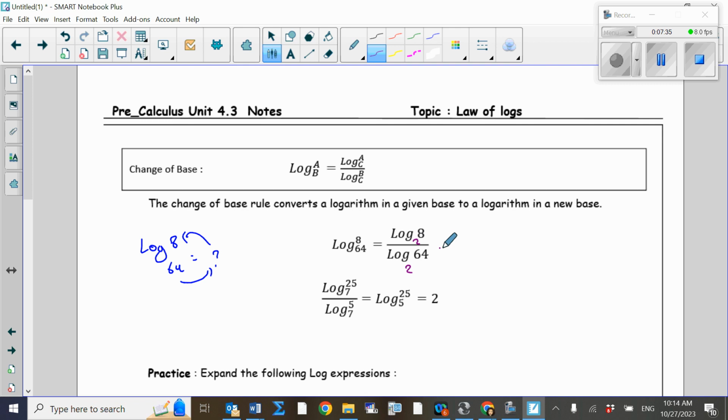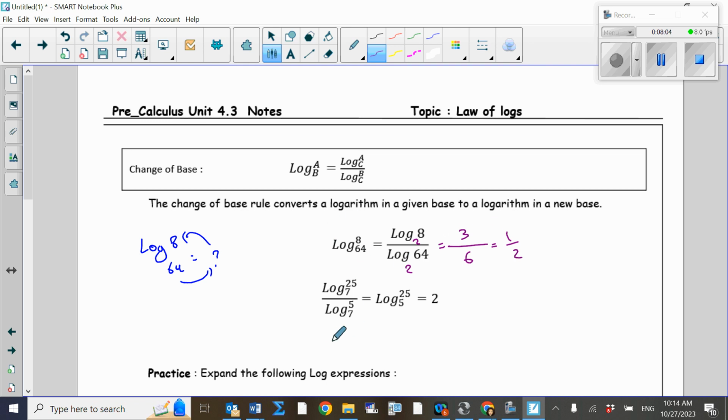So now I can easily find the answer because I know log of 8 base 2 is 3, because 2 to the power of 3 is 8. And log of 64 base 2 is 6, because 2 to the power of 6 is 64. And I can simplify this as 1 over 2. So as you see, I use this rule to basically evaluate this log without a calculator.